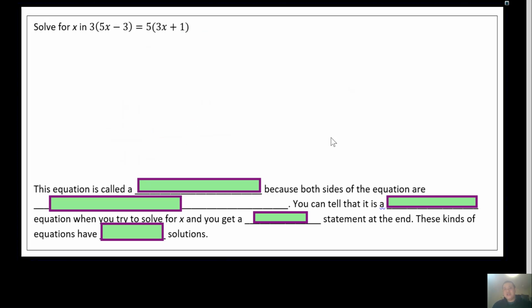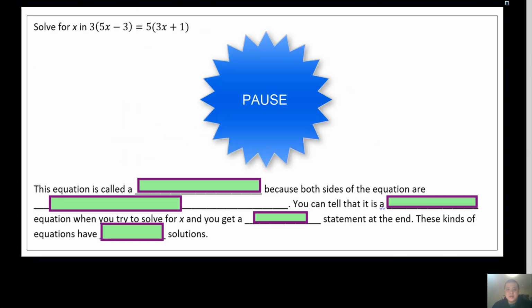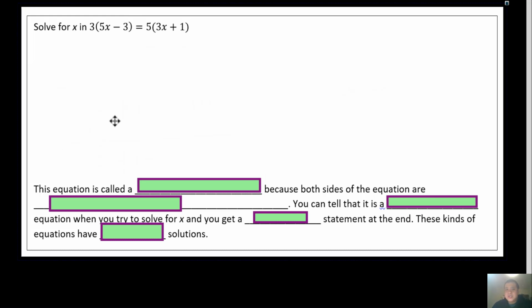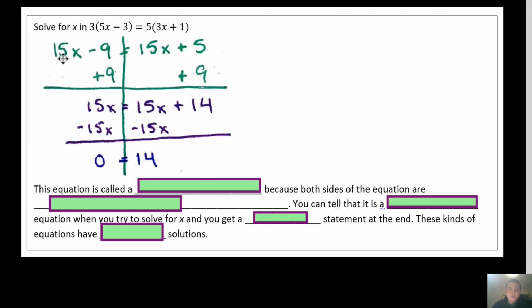Here, go ahead and pause this video and try solving this one out on your own. If you did try to solve this out on your own, you may have run into a difficulty, because once we distribute, we get 15x minus 9 equals 15x plus 5. Add 9 to both sides, or subtract 5, either one. By adding 9 to both sides, we get 15x equals 15x plus 14. We subtract 15x from both sides, we get 0 equals 14. That becomes an issue.